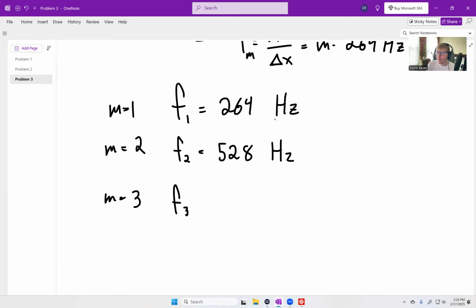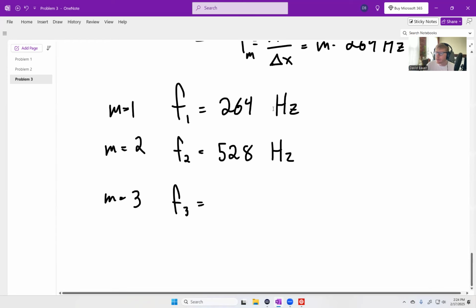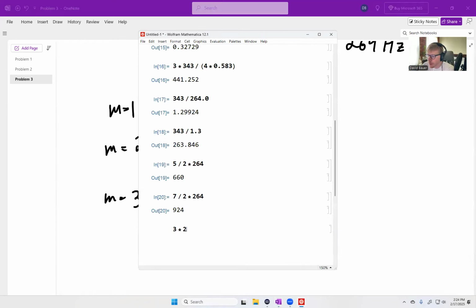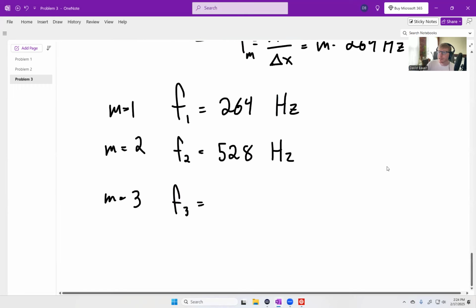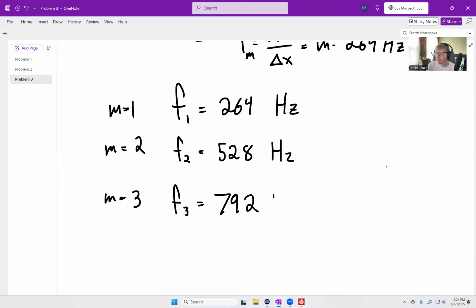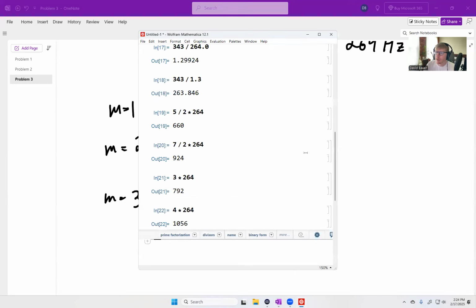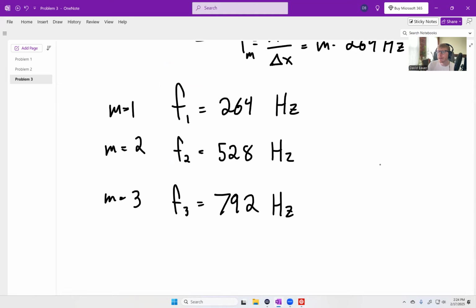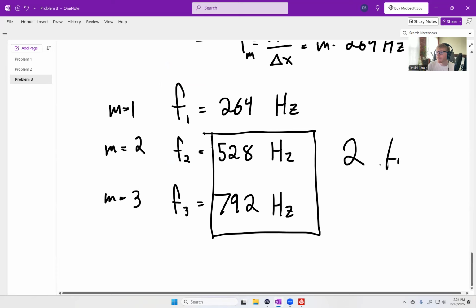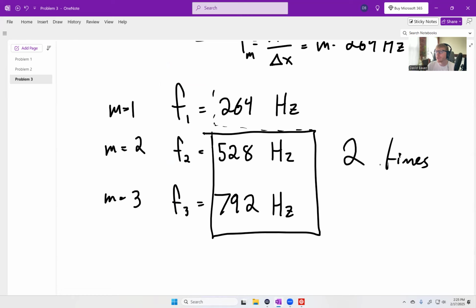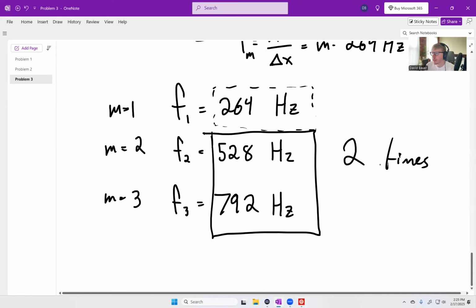m equals 3 is, let me just use the calculator, 792. Okay, and we can stop there, right? Because the next one is for m equals 4. We get 1056, which is too high. So now we just get these two frequencies. So the answer would be 2 times, or if we include the initial one, which would also be fine, then we'd get 3 times.